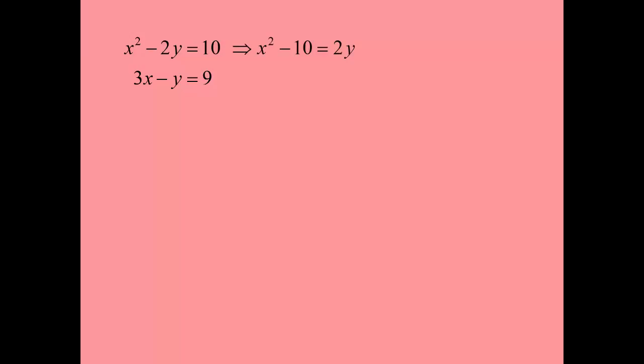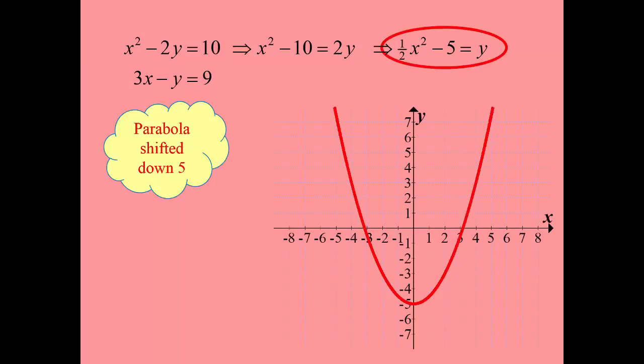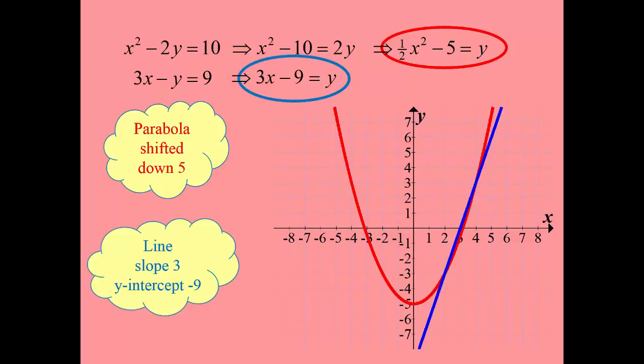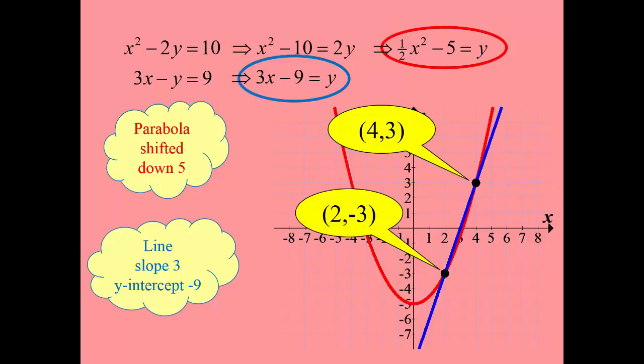The first equation is nothing more than a parabola shifted down 5 units. And the second one is a straight line. The places where the two graphs intersect are the two answers that we just found. Now this could be a useful tool for solving systems of equations if we can draw the graphs and find out where they intersect.